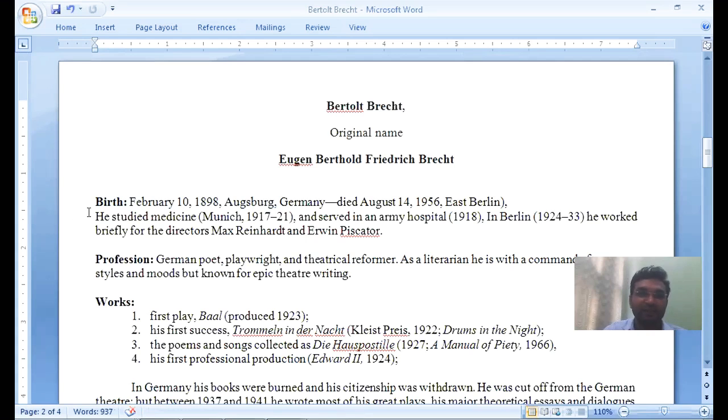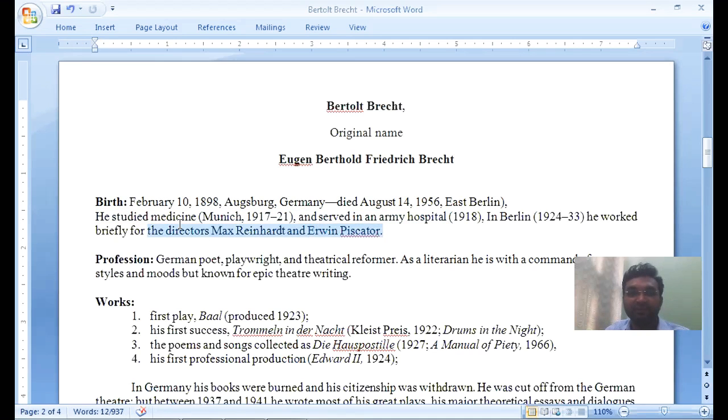This is about his profession. His education: he studied medicine and served as a soldier in an army hospital. He served as a doctor in an army hospital. And in Berlin, he was briefly one of the directors of.